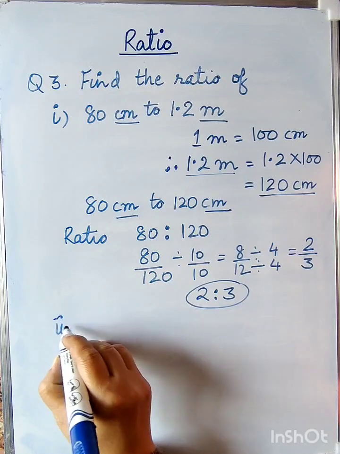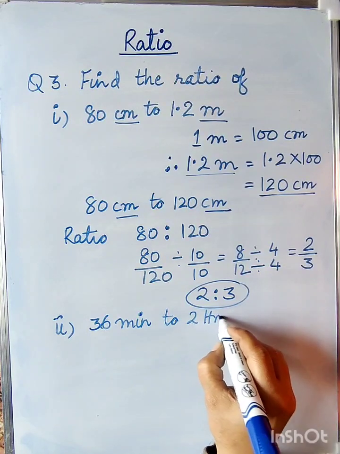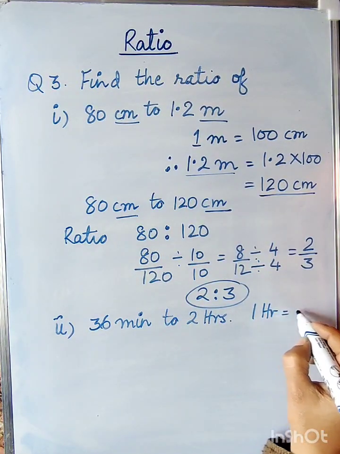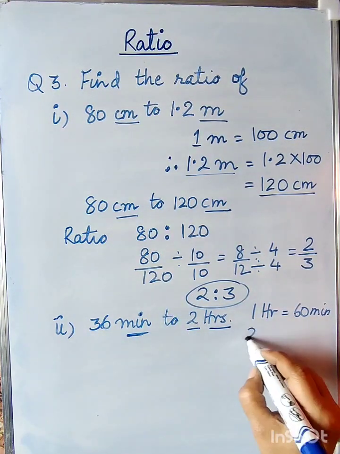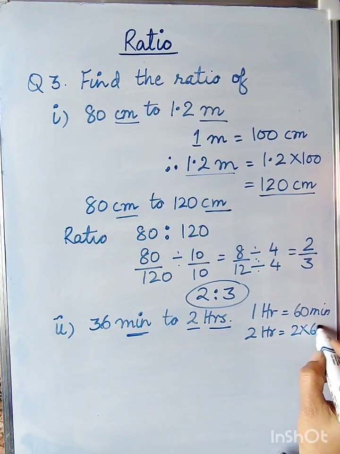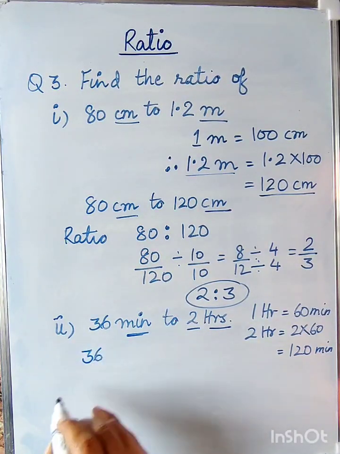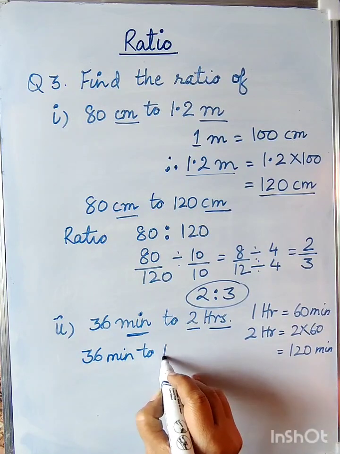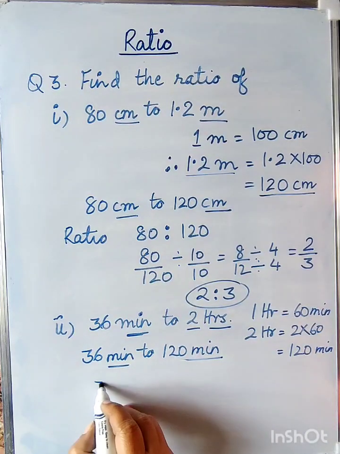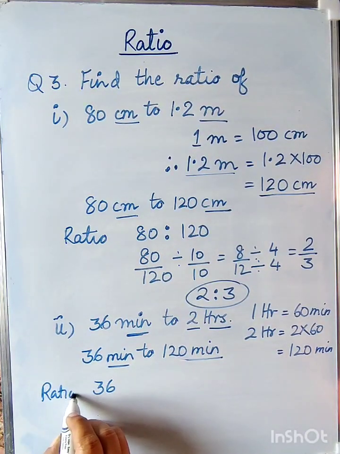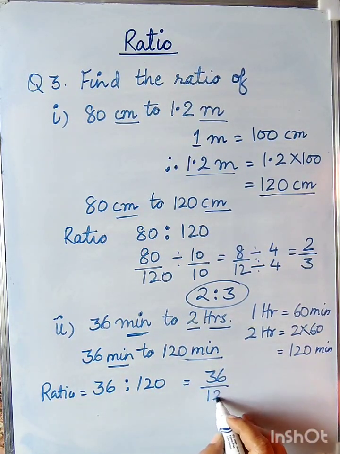Let us take another example. That is 36 minutes to 2 hours. We know 1 hour is equal to 60 minutes. Therefore 2 hours when changed to minutes will be 2 into 60, that is equal to 120 minutes. So now I will compare 36 minutes to 120 minutes. I have changed both the units into the same one. So the ratio will be equal to 36 is to 120. That is 36 by 120.